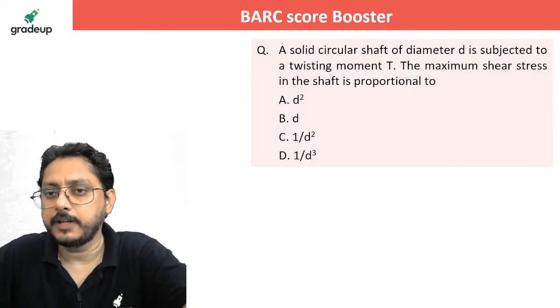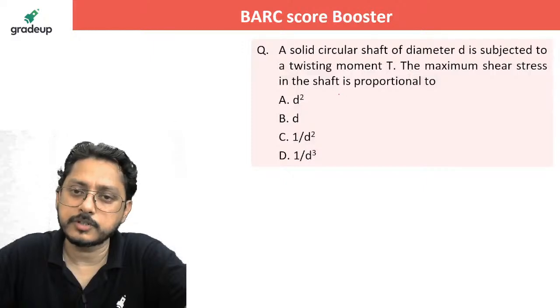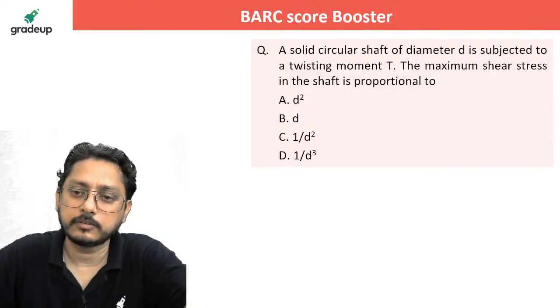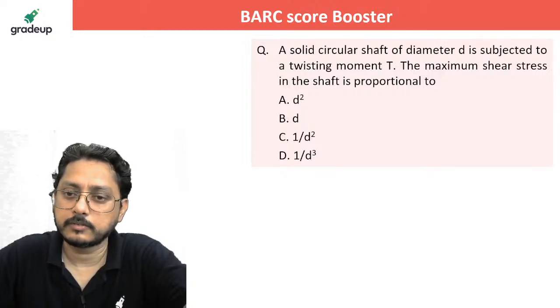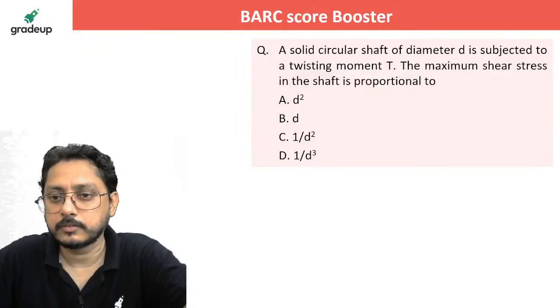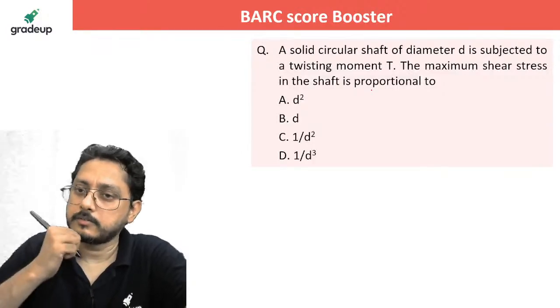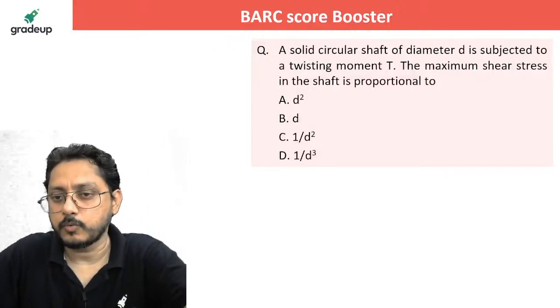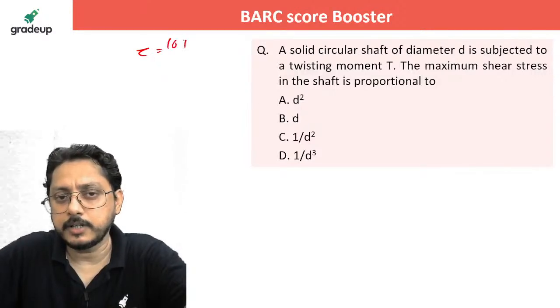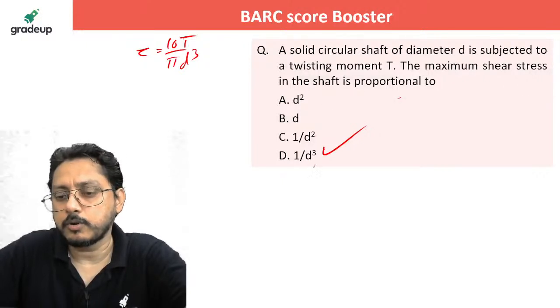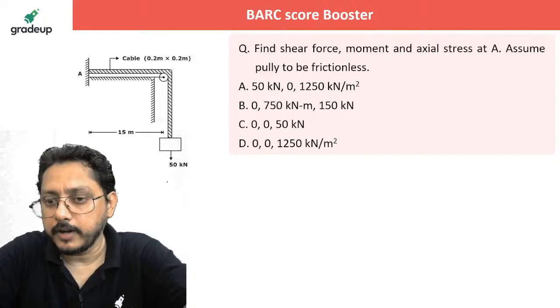A solid circular shaft of diameter d is subjected to a twisting moment T. The maximum shear stress in the shaft is proportional to what? What is that maximum shear stress? It is always tau equals 16T by pi d cube. That's all. It is proportional to 1 by d cube. Isn't it? The maximum shear stress in the shaft is proportional to 1 by d cube. It's a one-liner question.